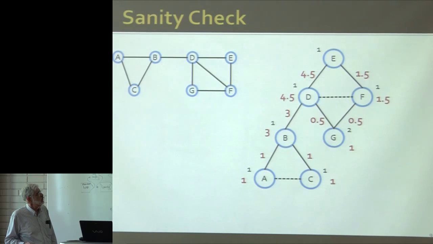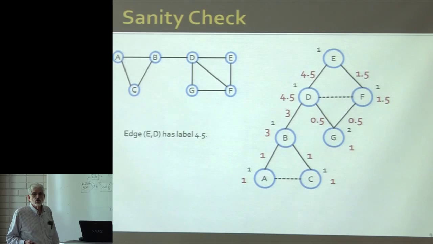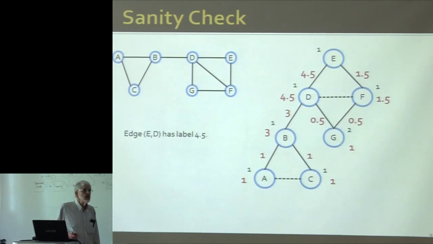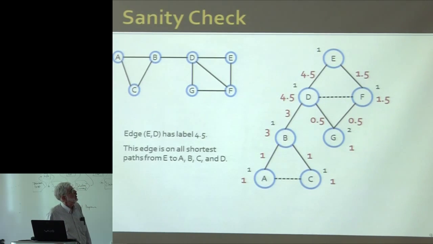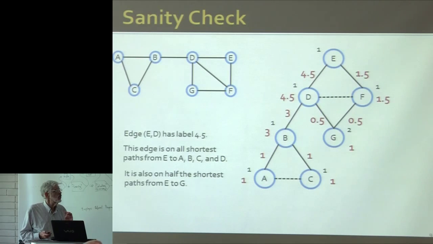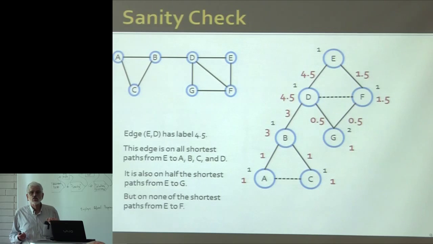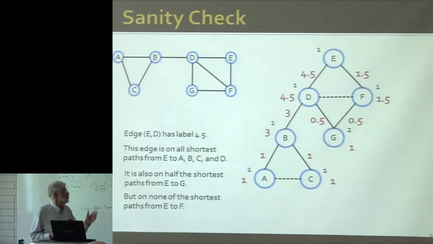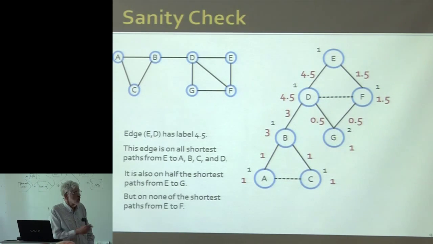So let's just check this thing out, right? The edge ED gets labeled 4.5, so there should be 4.5 shortest paths from E to other nodes. Okay, well, from E to A, B, C, or D, the edge ED is on all the shortest paths. So that counts 4. And in addition, the edge ED is on 1/2 of the 2 shortest paths from E to G, right? Because you can go EDG or EFG, it's the same distance. So that accounts for the half in the label. And then it's not at all on the shortest paths from E to F. So that contribution is 0. So at least, as I said, it's a sanity check. At least one case checks out.